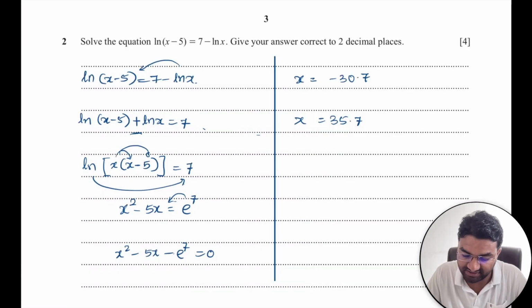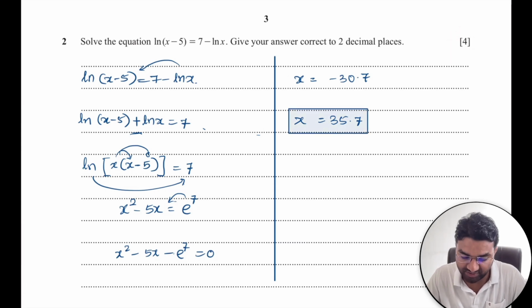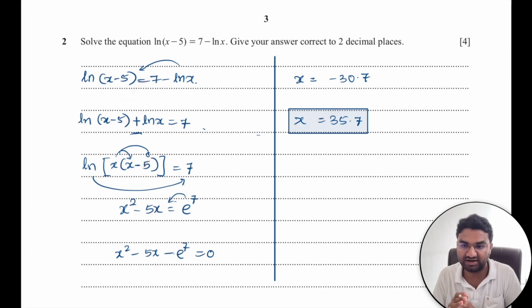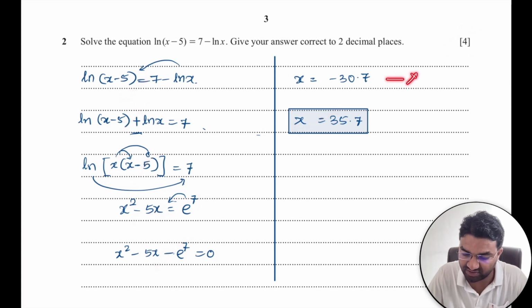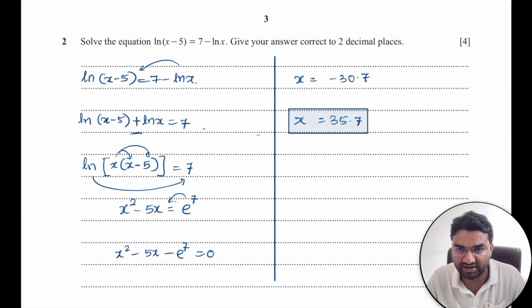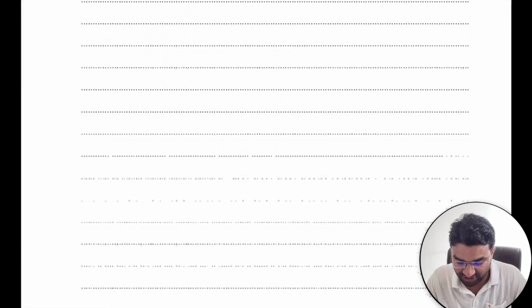Fine. We have to just take the positive value of x. So this one is the right answer, and this is a 4-mark question. If you write these many steps, you will get all the marks here. The negative value is not possible because ln x is only defined for positive x. That's the definition of ln x. I hope you understood this part. Then we'll jump on to question number 3.